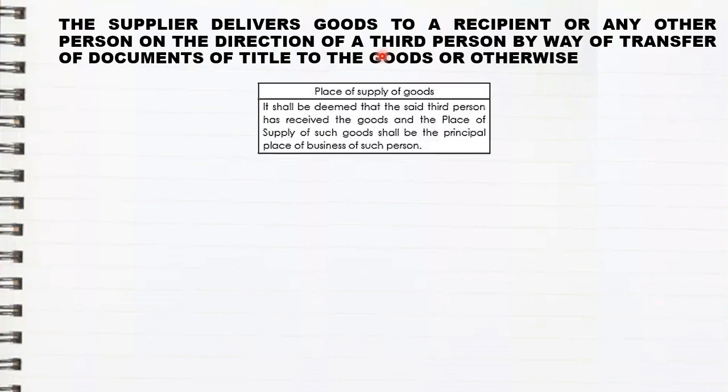Under such condition, the place of supply of goods will be that it shall be deemed that the said third person has received the goods, and the place of supply of such goods shall be the principal place of business of such person. It means if there are three parties involved, the party that informs the supplier to deliver goods to some other person, at that time the place of supply will be considered of the third person. To understand that, let us take an example.